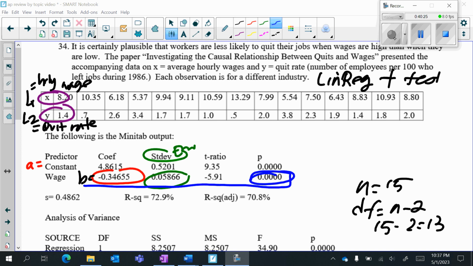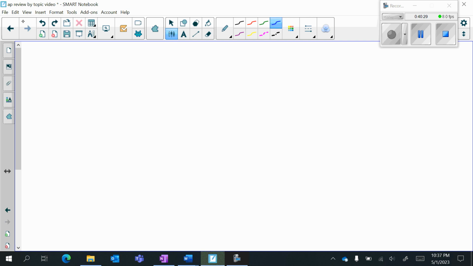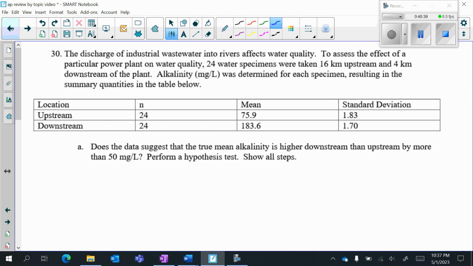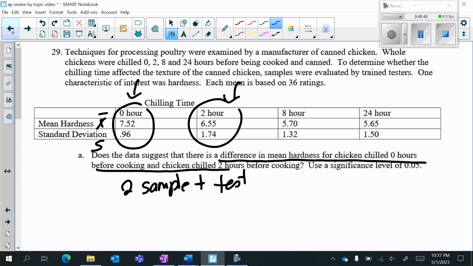You can do it. You just have to take your time and underline the key information and really write out in the margin, like I am, what you have. Write down: is it a test or an interval? Is it means or proportions? Is it T or Z? Is it one sample or two sample? And that really does help, okay?